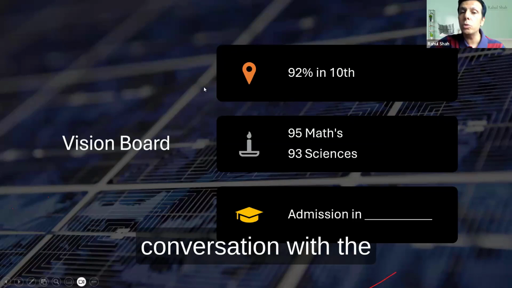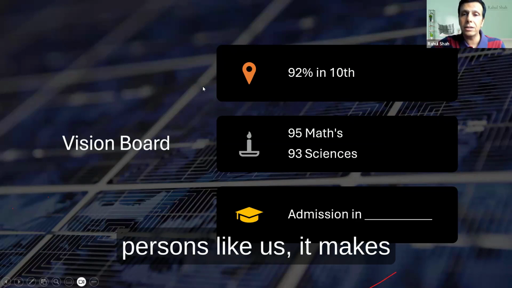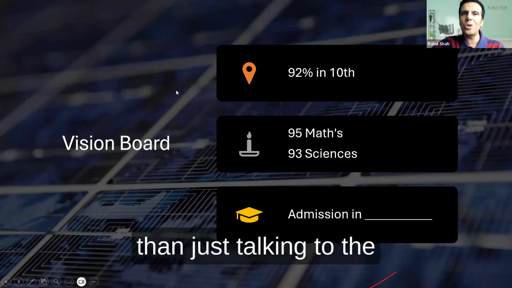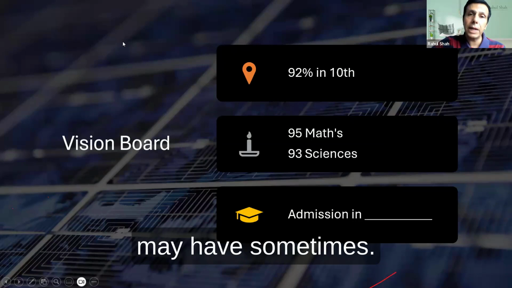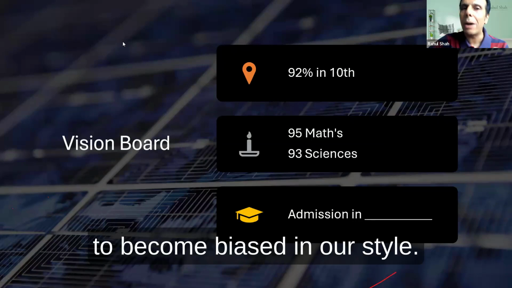And sometimes these conversations with a third person, like neutral persons like us, make a huge difference rather than just talking to the parents, because parents sometimes, I mean, sometimes we have a tendency to become biased in our style.